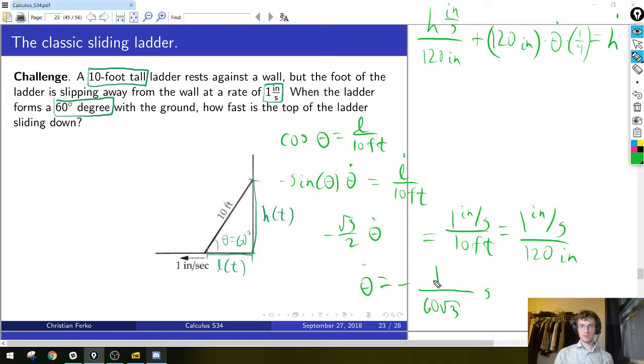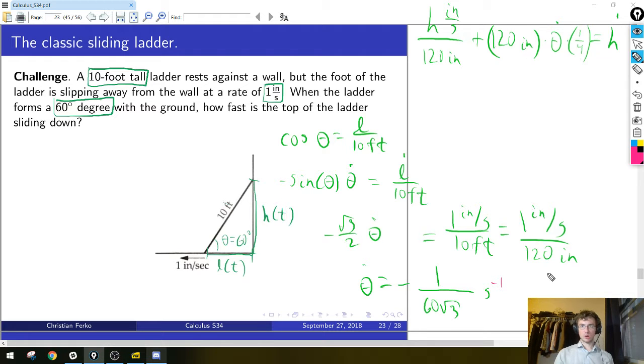Yeah, I think that's right. As you told me, sine 60 should be root 3 over 2, so that part's right. The right side is correct after converting units to 1 over 120. Multiply both sides by 2. 2 over 120 is 1 over 60. Divide both sides by root 3, so there's a 1 over root 3, and the minus sign gives us this. Inverse seconds, I think that's right.